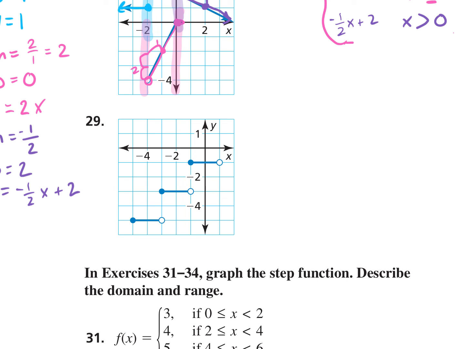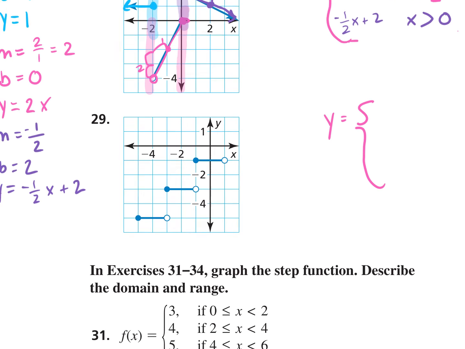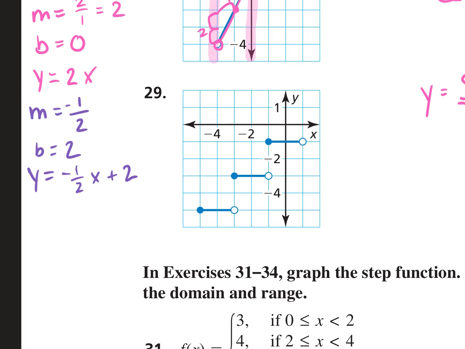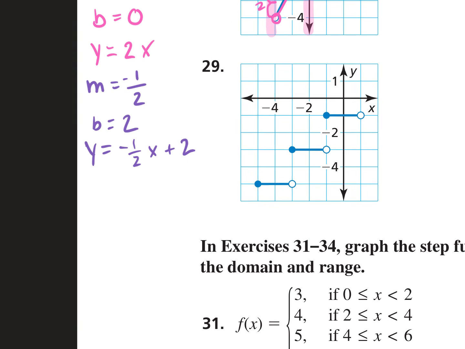So 29, again, we have 3 pieces. So y is equal to, I'm going to make my bracket big enough for 3 pieces. Do we agree, are all the slopes here 0? Yeah, because they're all constant lines. So what does that mean y is going to be equal to? Y is going to be equal to just a constant number, because all of our slopes are 0 here.